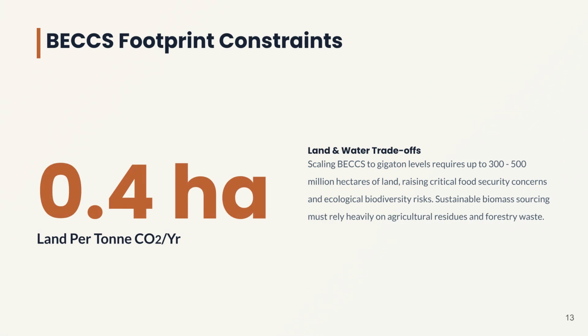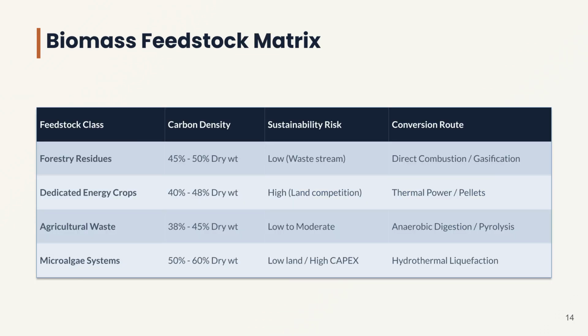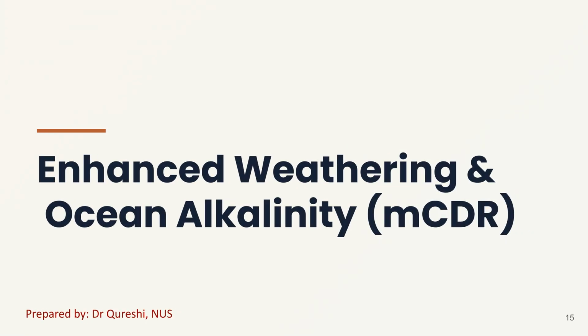Scaling BECCS presents significant footprint constraints. Large land areas are required, which can impact food security and biodiversity, necessitating a focus on sustainable biomass sources. This feedstock matrix outlines various biomass classes, their carbon density, sustainability risks, and the typical conversion routes for each. Finally, this video covers the foundations of enhanced weathering and marine carbon dioxide removal strategies.